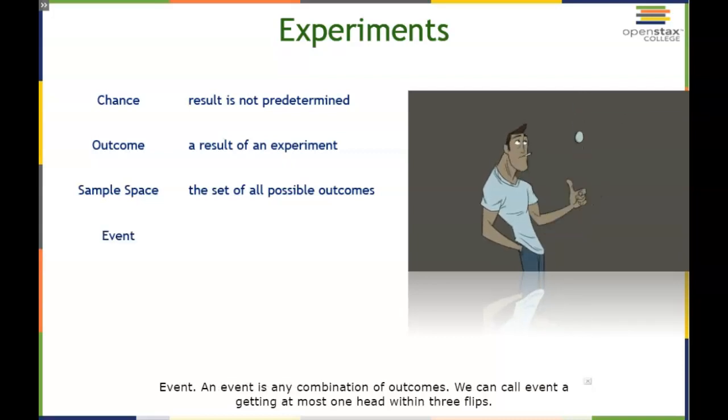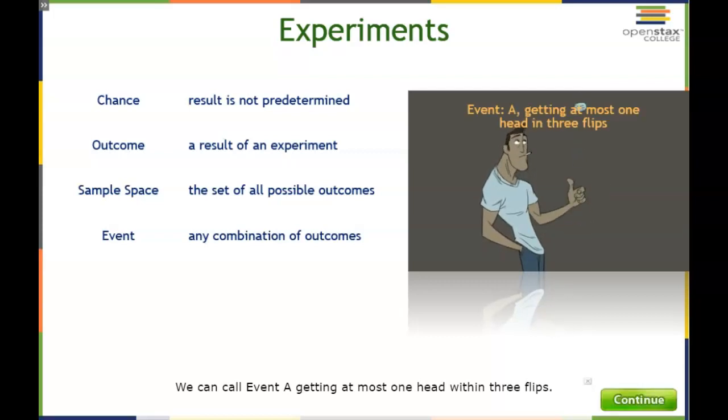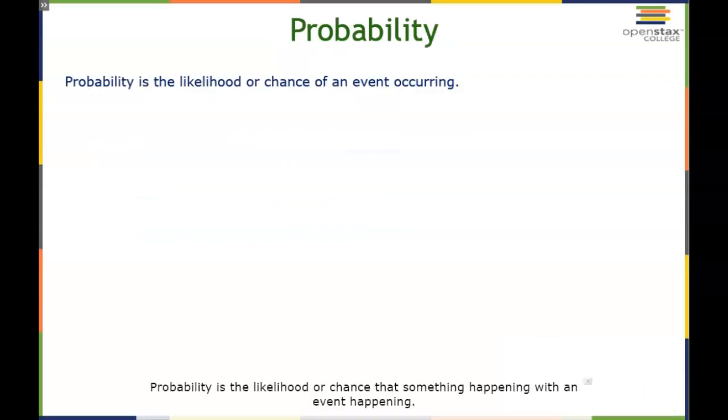Event. An event is any combination of outcomes. We can call event A getting at most one head within 3 flips. Probability is the likelihood or chance of something happening, of an event happening. Probability is a number between 0 and 1, including 0 and 1.